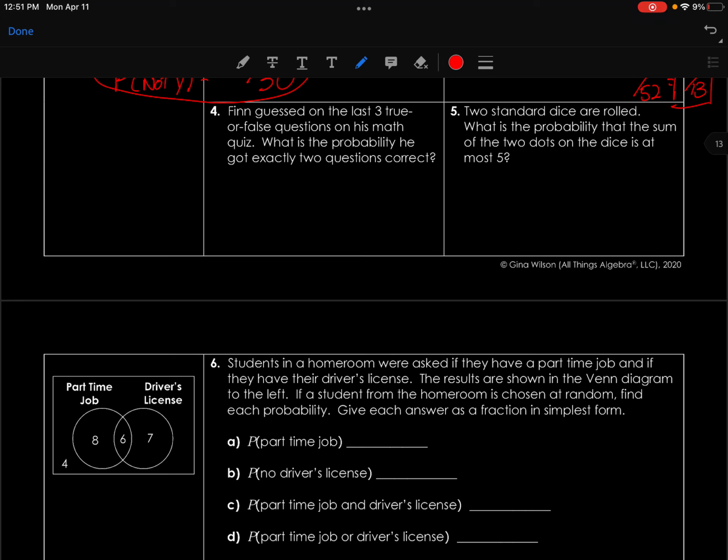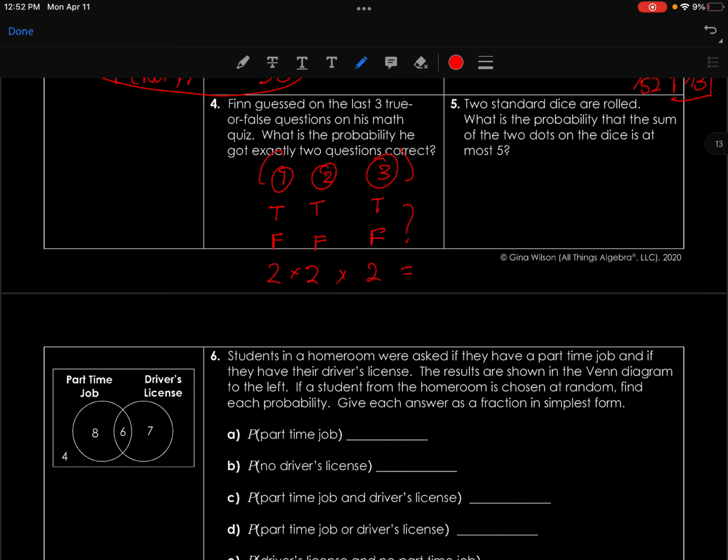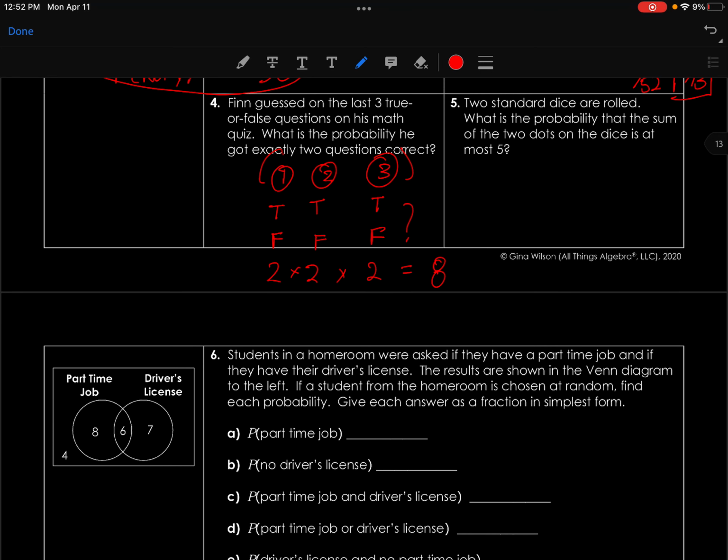there are 3 questions. Question 1, question 2, question 3. And each of them has 2 possibilities, true or false. So how many combinations of answers can you get here? Well, it's 2 times 2 times 2. There's 2 choices per event occurring. So you have 8 total outcomes.